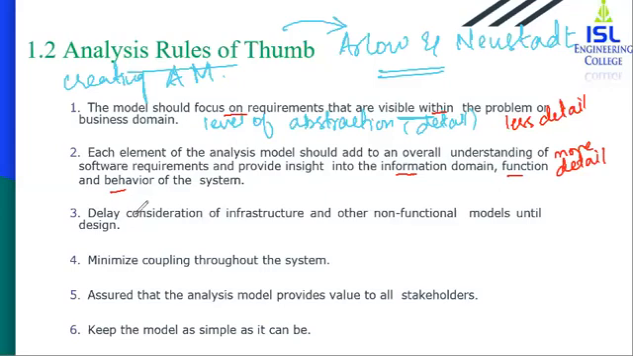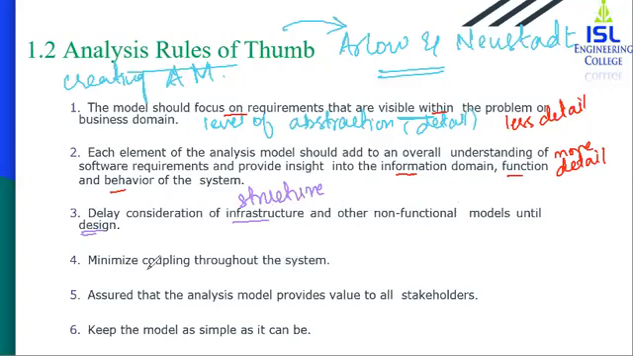Then the next is delay the consideration of infrastructure. Infrastructure is the structure of the software, how it is going to look. You need to delay the structure and other non-functional models until the design. That is, until you have a blueprint of the design, or you know what shape and what size it is going to achieve. When you know that, only then you begin with the structure and the non-functional requirements of the software. If you go before that, then it is going to create a mess. Then the next point is minimize the coupling throughout the system.